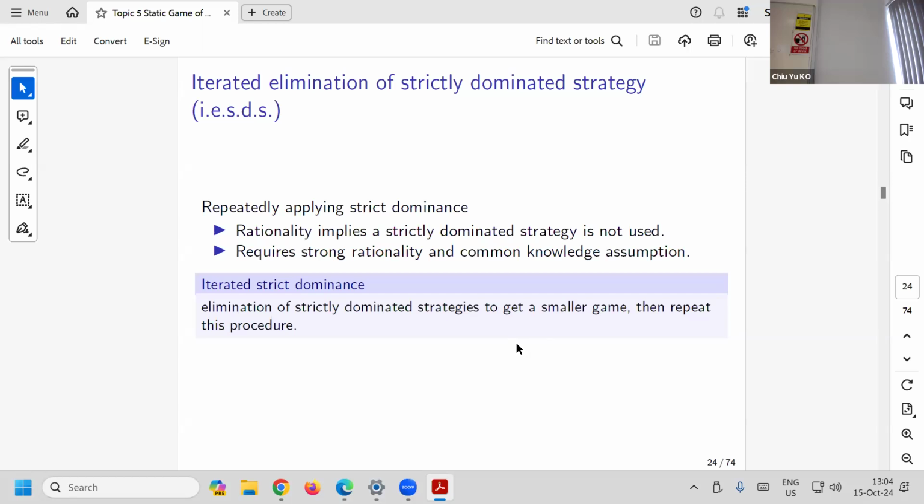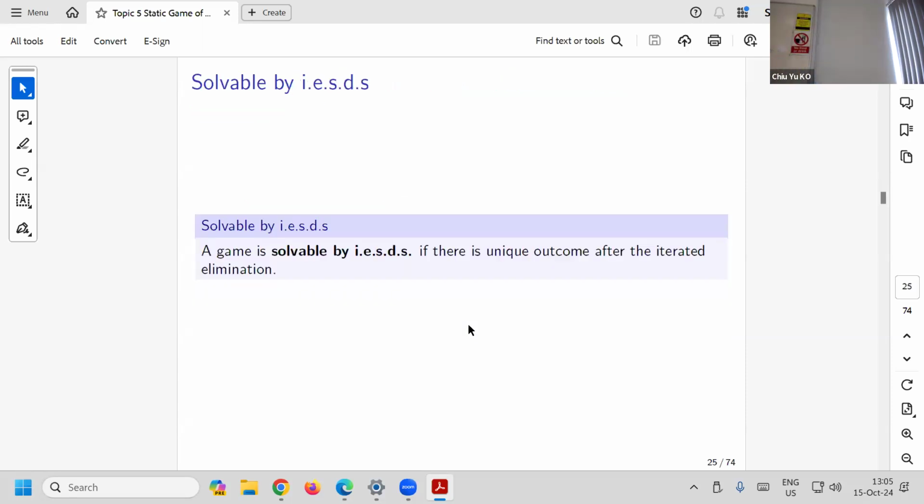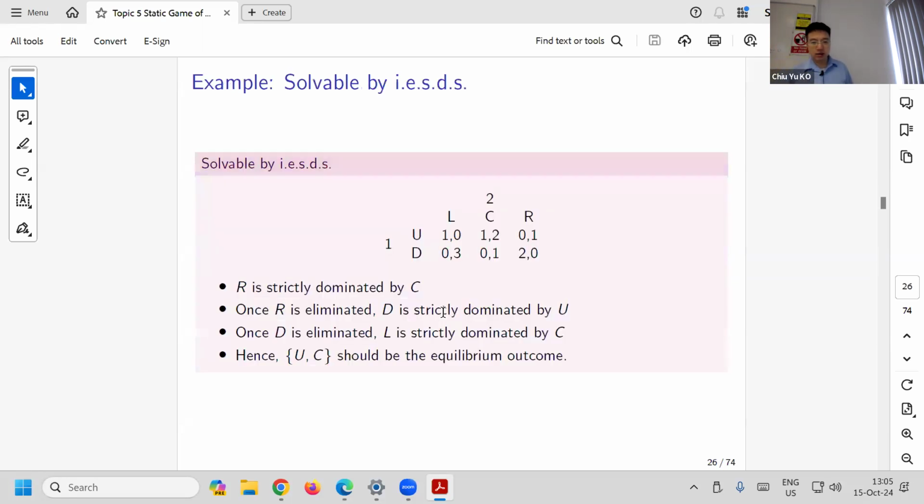Of course, you can stop somewhere, but we can actually go to the very end. That is called iterated strict dominance. You can do one step, you can do infinite steps, but stopping somewhere in the middle is also fine. But we focus on these two extreme cases. And in experiments, you will see sometimes they focus on 2-step, 3-step, 4-step as well. We say the game is solved by this repeated application if there's a unique outcome after you apply it. The example is like this. It's an artificial example.